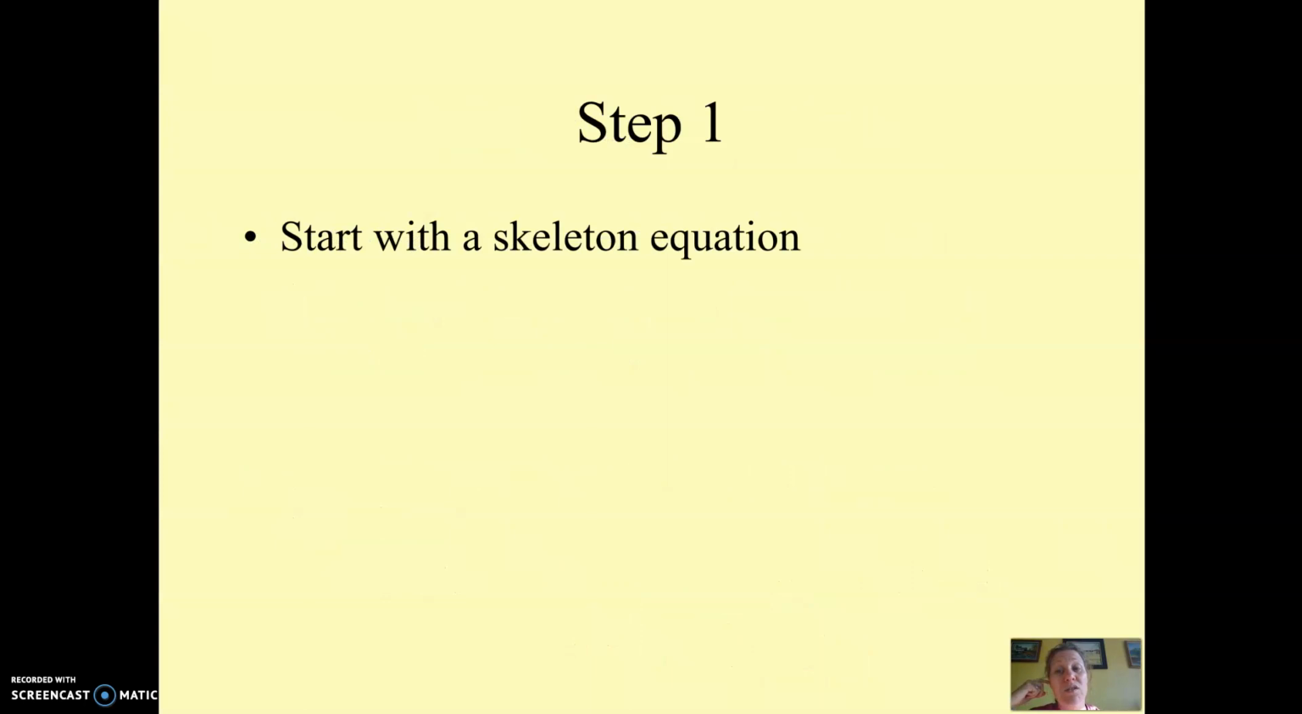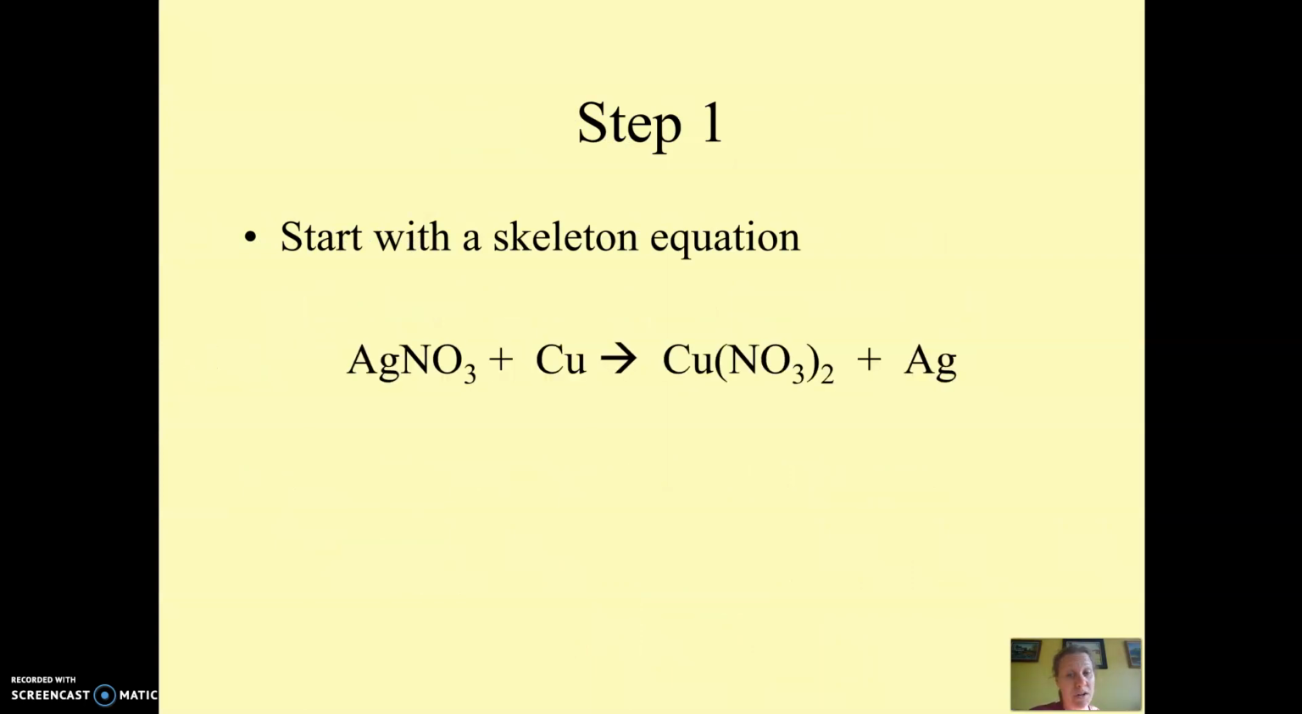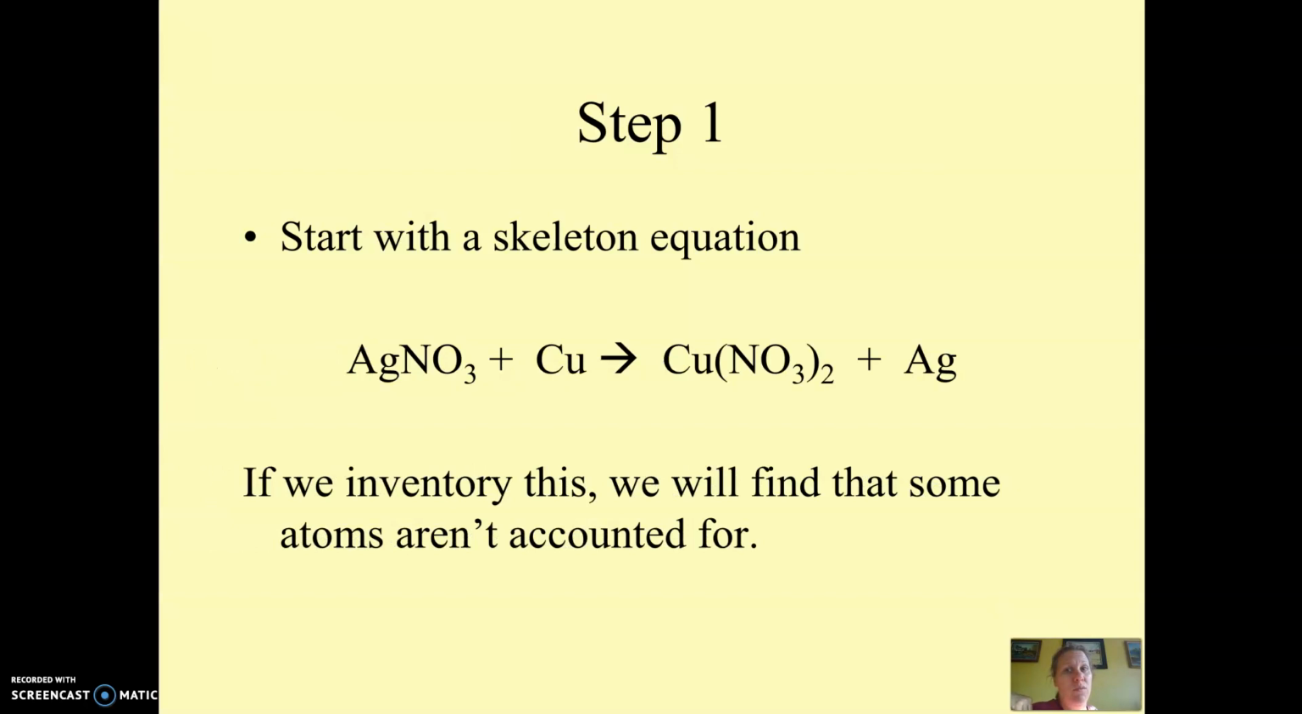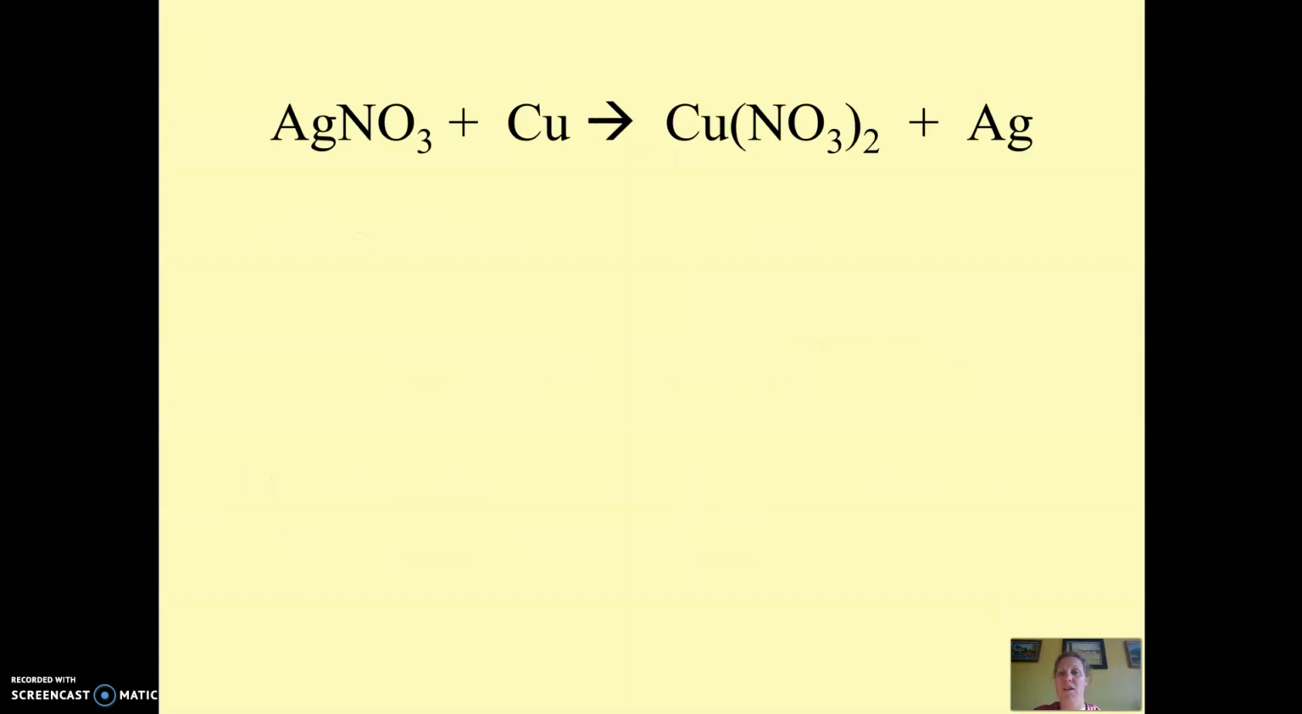So step 1 is to have a skeleton equation. So there it is. And really it should say all the skeleton equations are going to be given to you. So we take inventory. I always just write the elements right underneath the arrow, in the order of the reactants. So you just go straight through. 1 Ag, 1 N, 3 Os. That 3 only goes to the O, not to everything. 1 Cu, that's the reactants.